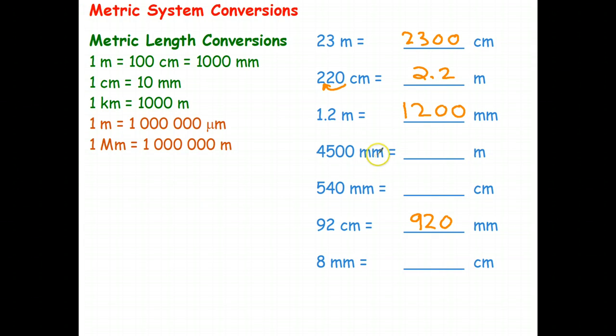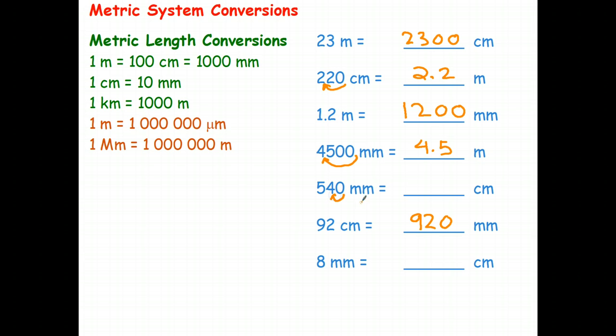Here I'm going from small units to big units. Again, there's 1,000 millimeters in a meter. I've got to divide because there's fewer big units compared to the small units, so therefore I get 4.5.